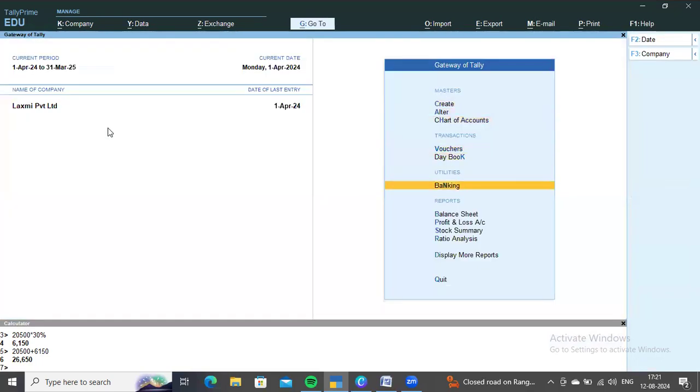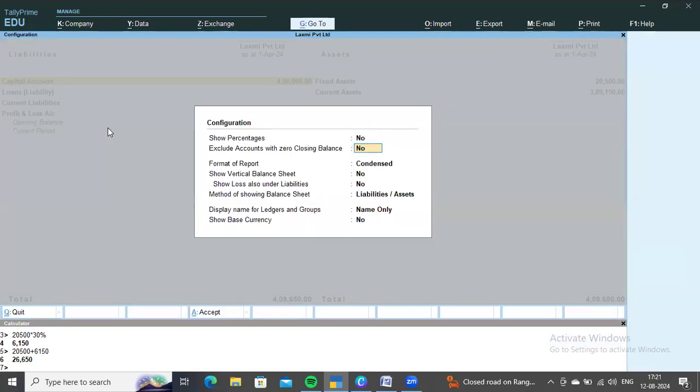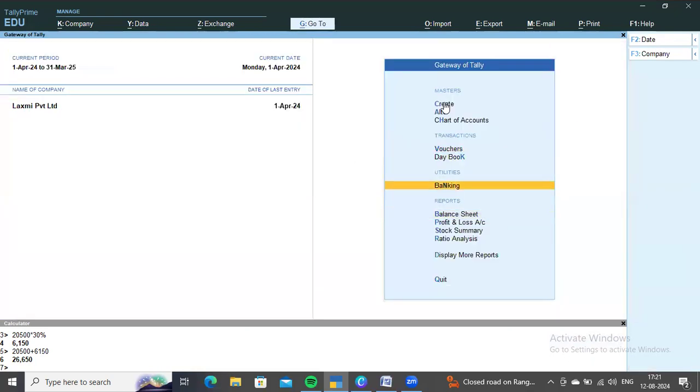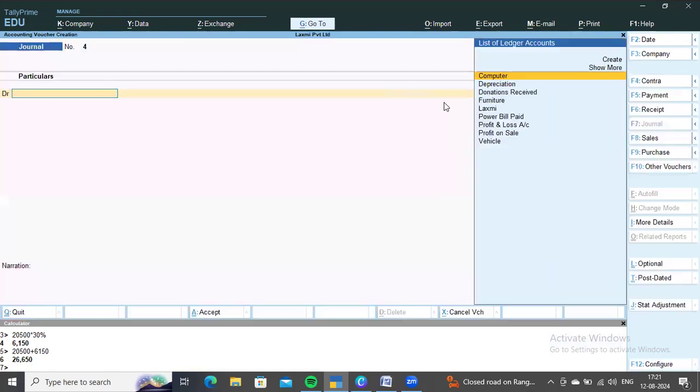See, now in balance sheet F12, give detail. See, now there is no balance in computer. It means you sold the entire computer and there is no negative balance left in computer. Like this, you need to enter the sales transaction after giving depreciation.